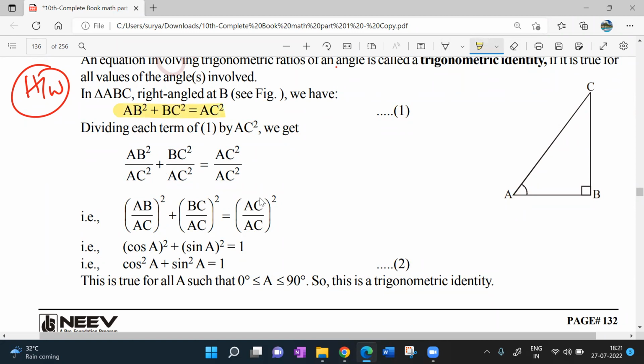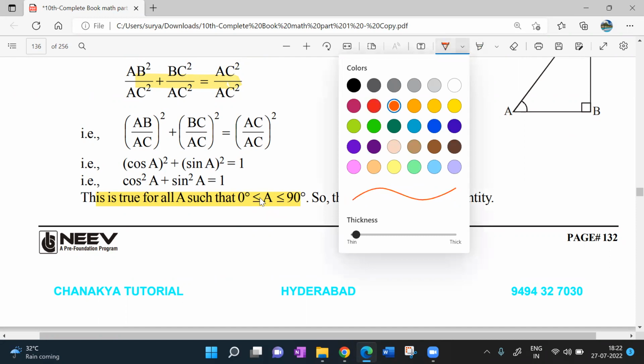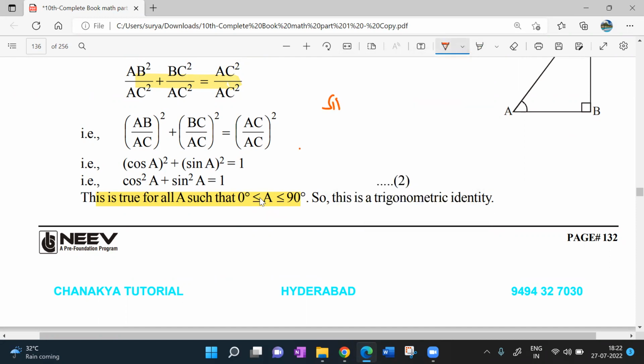This is the Pythagoras theorem. So from that, we divide by the same term on both sides, and this is what you get. Just go through this identity. It's very simple. I request every one of you to go through this. And look at it here. This is very important. This is true for all values of A that lie between 0 and 90 degrees. Is it clear? Whatever value you take, look at it here, sin square 0 plus cos square 0 is equal to 1.